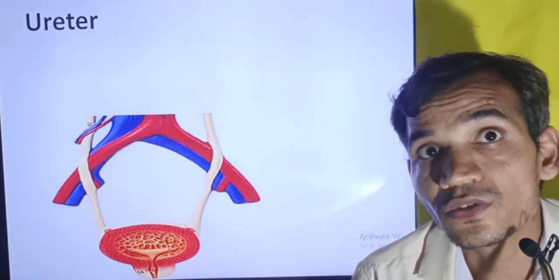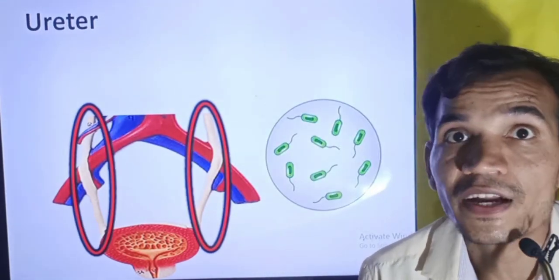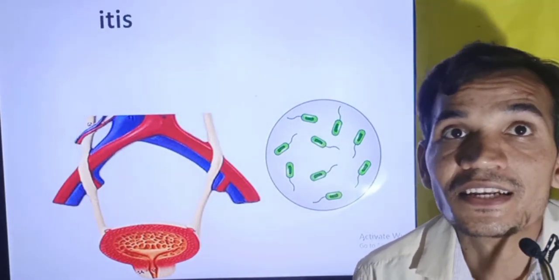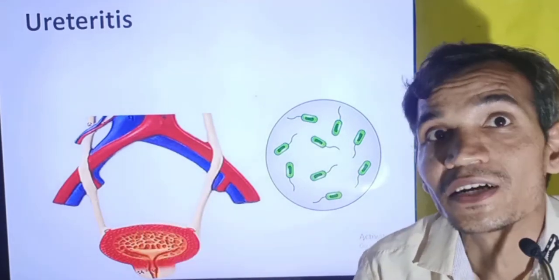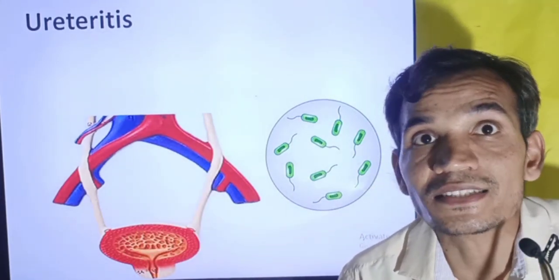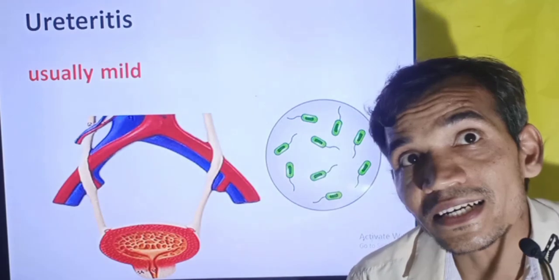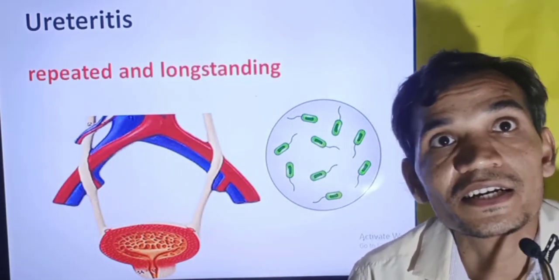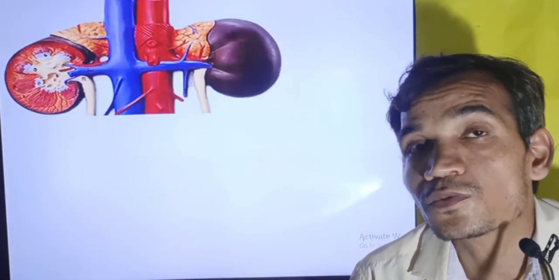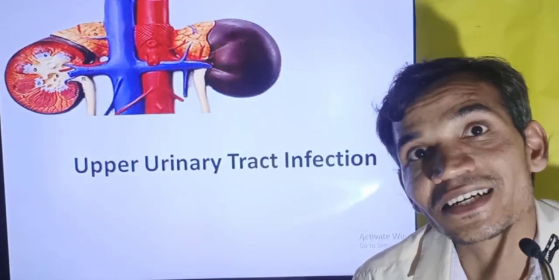Then we move towards the ureter, where the pathogen has to infect it. Again infection, then inflammation. For the inflammation we use the word itis and combine it with ureter and it becomes ureteritis. Ureteritis is usually mild in nature. If the infection repeats or stays a longer time in the body, it becomes chronic. Now moving to the upper part, the upper urinary tract infection.